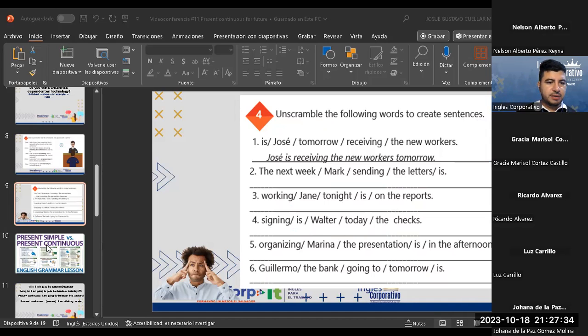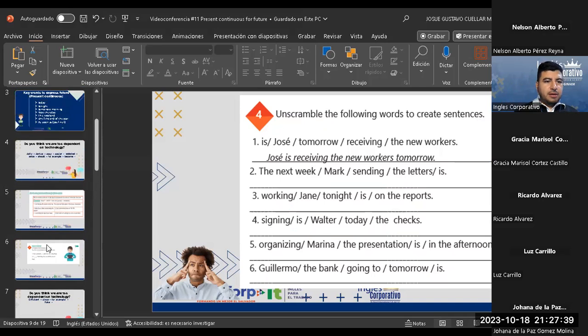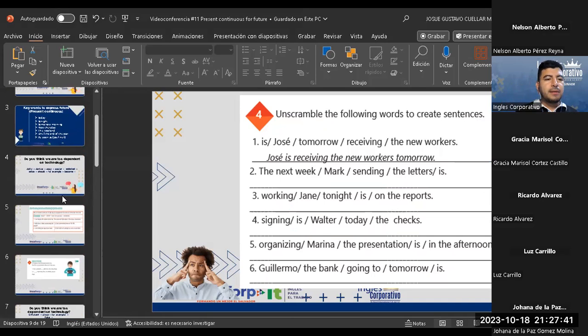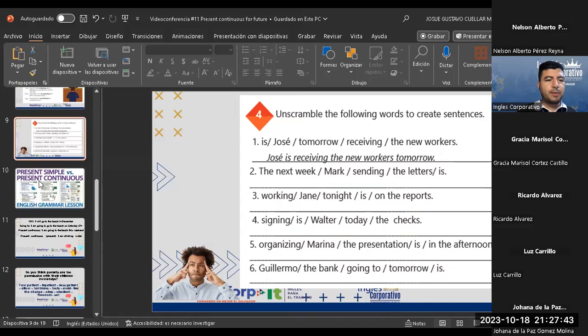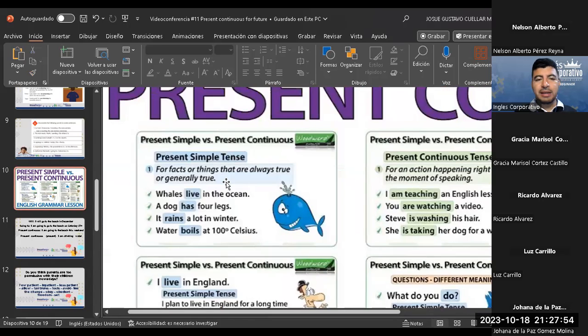Okay, just 30 minutes, solo 30 minutos, and we say goodbye. Okay, as I was explaining, we already studied present simple. Ya estudiamos el presente simple, ¿verdad? Aquí vamos a ver unos ejemplos del presente simple.